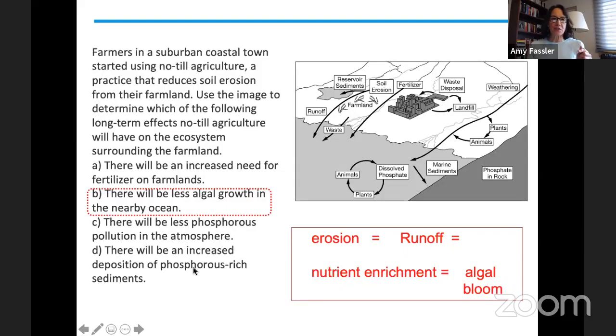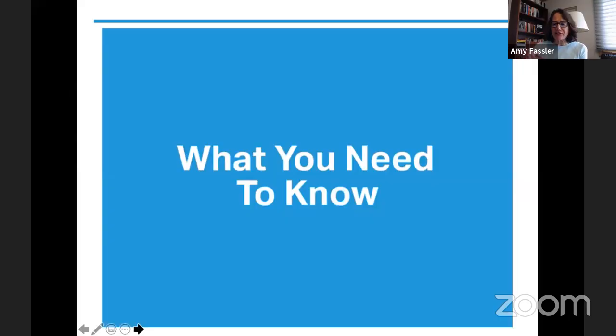So let's just make sure we can talk through this process, because this is the kind of thing we might have to do on an FRQ. If I decrease erosion, I decrease runoff. If I decrease runoff, I decrease that nutrient enrichment. I decrease the amount of phosphorus that enters my marine ecosystem, and there I decrease algal blooms. You guys are rocking. We're just sailing through this.